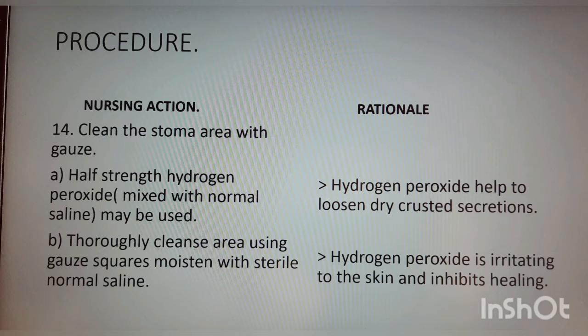Next, clean the stoma area with gauze. Make only a single sweep with each gauze sponge before discarding. Half-strength hydrogen peroxide mixed with normal saline may be used. Hydrogen peroxide helps to loosen dry crusted secretion. Thoroughly cleanse the area using a gauze square moistened with sterile normal saline. Hydrogen peroxide is irritating to the skin and inhibits healing if not removed thoroughly.